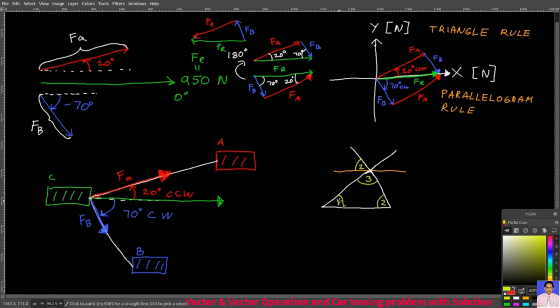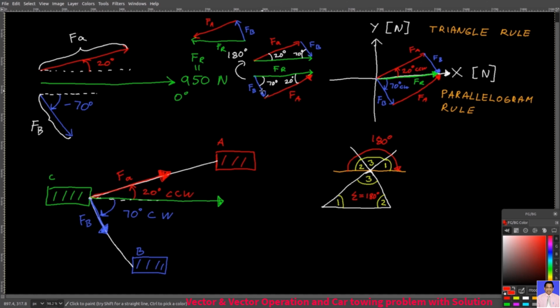And angle number 1 here, it's also the same here. And angle number 3 here, it's the same here. So that comes from geometry. And so if you add up all these three angles here, then you will get 180 degrees, which means that the sum of all the internal triangle angles is 180 degrees.